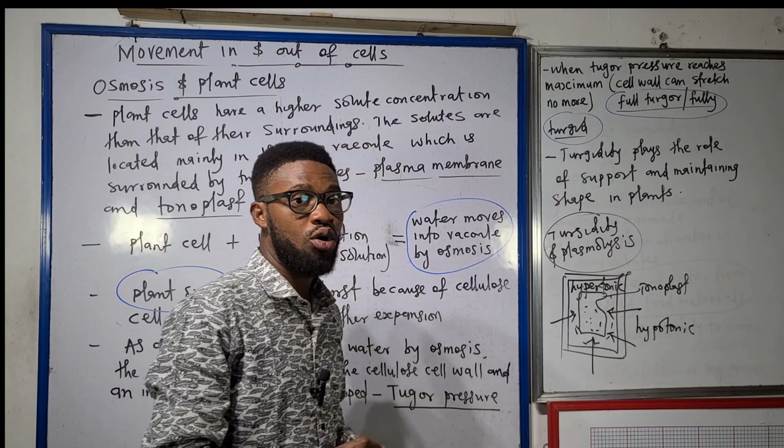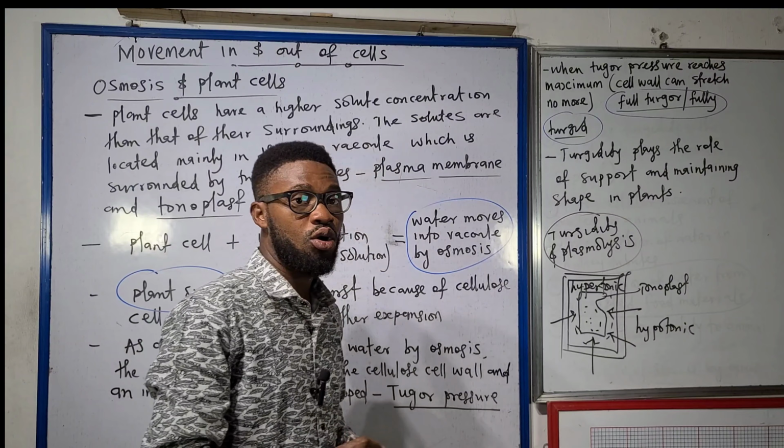The cell membrane of the cell cannot withstand that pressure, so the cell is going to burst, leading to what we call hemolysis. But we are going to look at osmosis in animal cells much later. The important thing is that the cell swells but does not burst because the cell wall resists further expansion. So when the cell wall cannot stretch again, we talk of full turgor or turgidity. And when we talk about turgidity, I repeat, turgidity plays the role of support and maintaining plant shape.